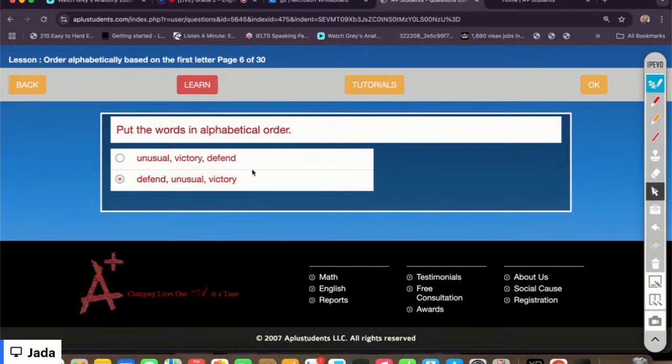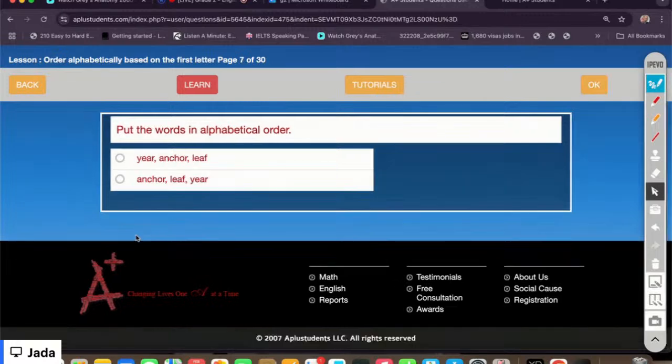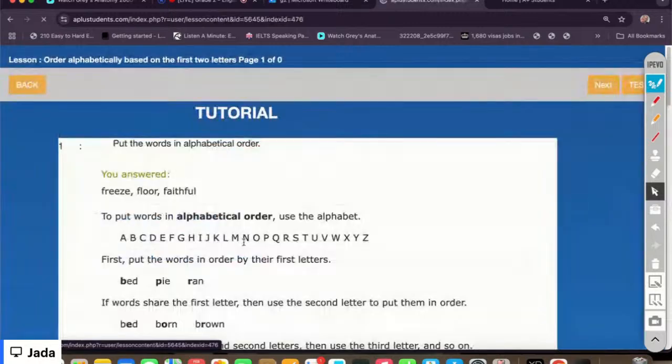So we have defend, unusual, then victory. All right, so that's it for this lesson. I will move into the next, but you can let me know in the chat if you have any questions. We'll move on to the lesson on alphabetizing based on the first two letters.